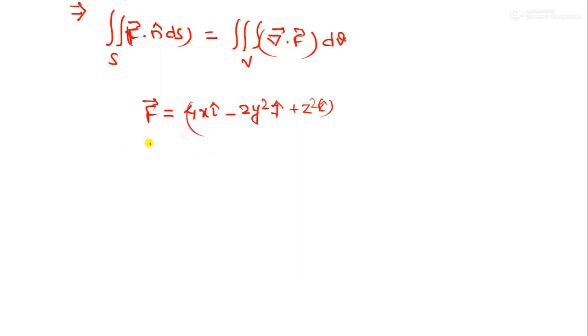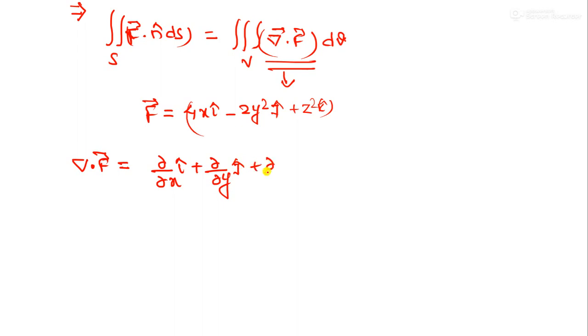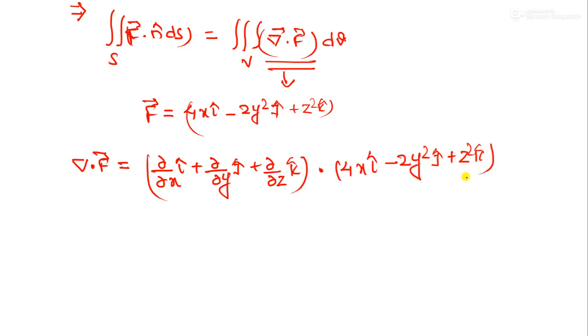Now on solving, I am taking the right hand side of the equation. What is the divergence of that vector field? Grad dot f will be equal to del by del x unit vector i plus del by del y unit vector j plus del by del z unit vector k, dotted with vector f, that is 4x unit vector i minus 2y square unit vector j plus z square unit vector k. Now we will take the divergence of that vector.